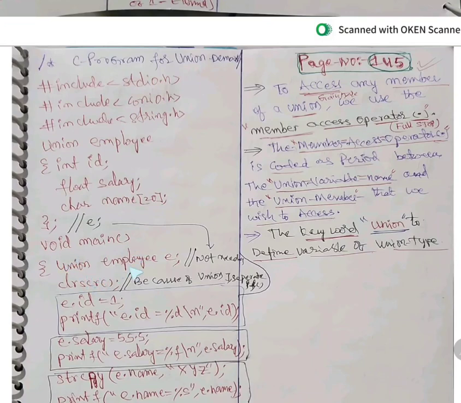Void main, union employee e, e is our reference variable, which we have declared. Clear screen. e dot id equal to 1. Printf e dot id. Then e dot salary, some number you can mention, but in float. You can mention anything, 85,550 rupees or some float number. Printf e dot salary percentage f backslash n, e dot salary. This will be printed here.